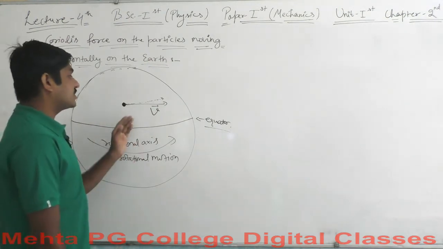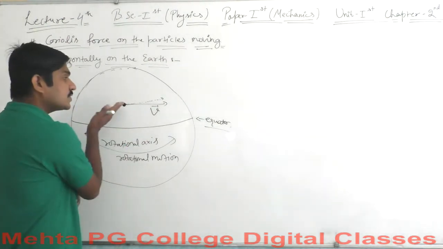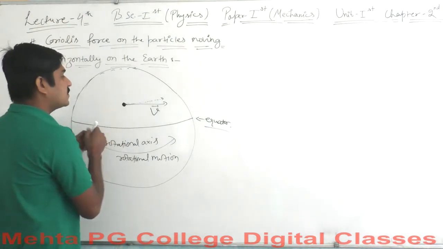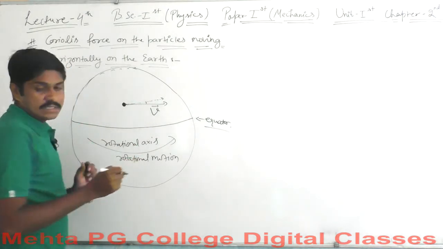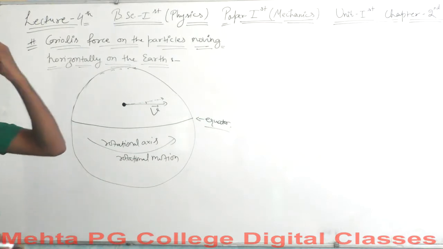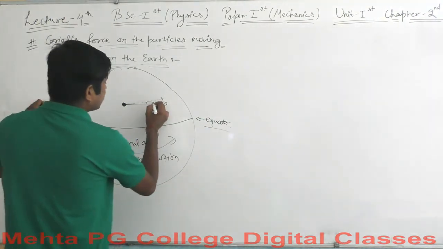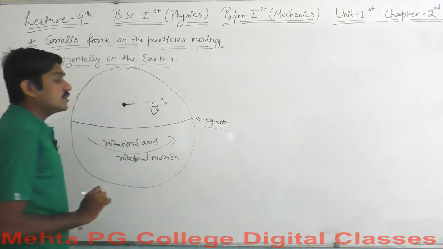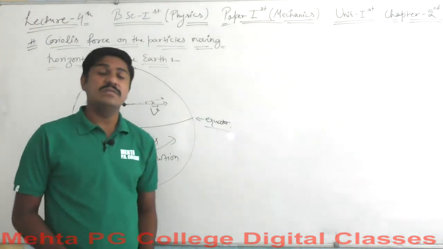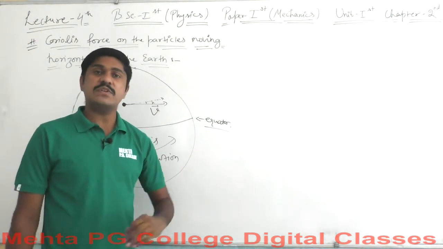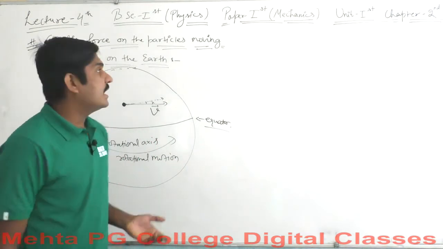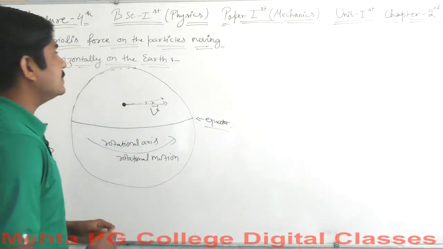Now we need the angular velocity for this particle. This goes through a certain angular displacement. Let's say this is the latitude, lambda, here. So what should be the angular velocity? We will use the results from the Coriolis force expression.